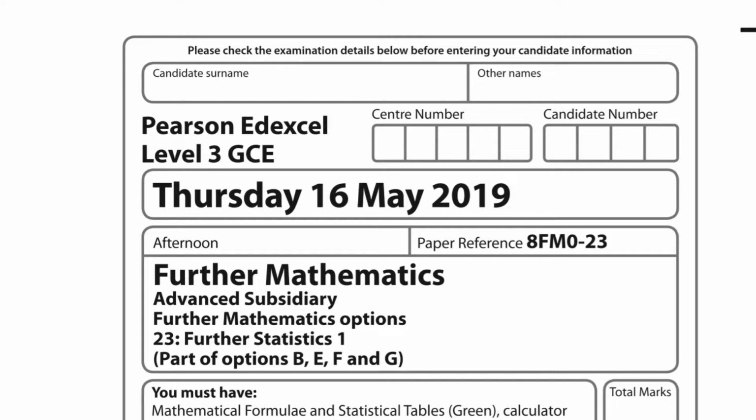Hi guys, this is the EdExcel AS Level Further Maths Paper 2 covering the Further Statistics 1 FS1 module, and it's from the June 2019 series.